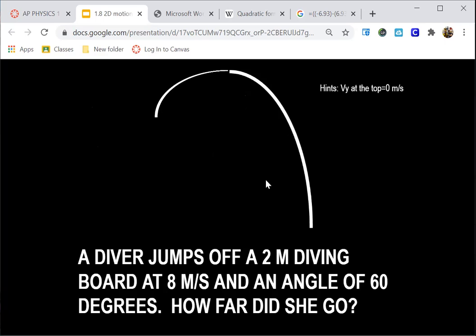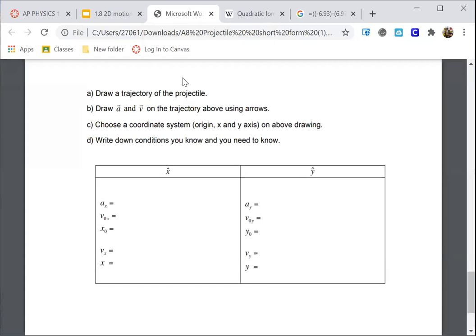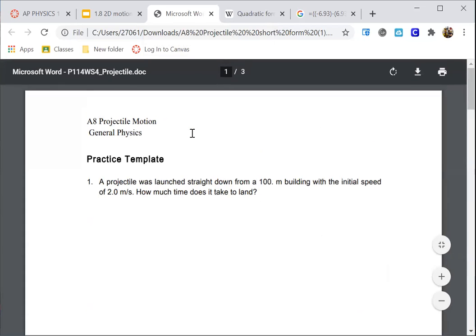We'll look at how a diver jumping off a diving board at 8 meters per second, at an angle of 60 degrees, how far will she go? So we're looking for a distance in the horizontal. This is going to be modeling the assignments we have tonight.